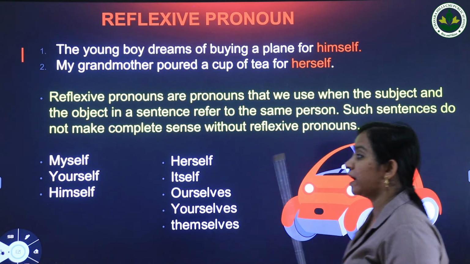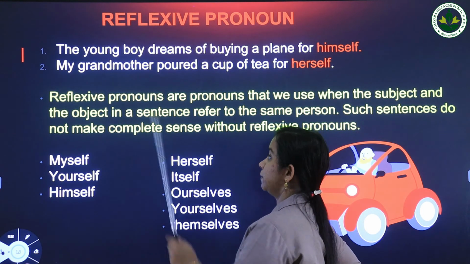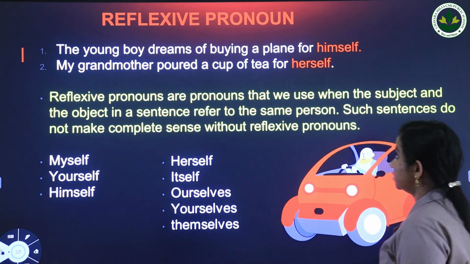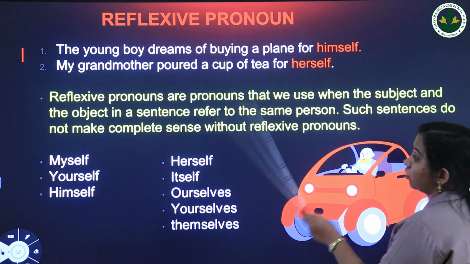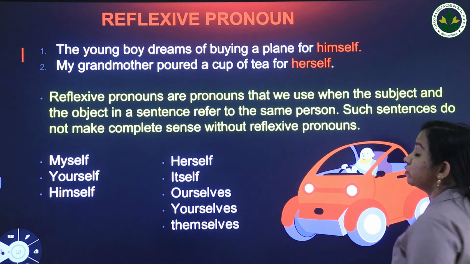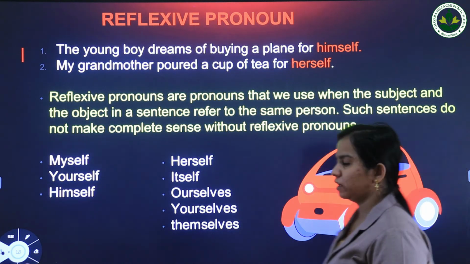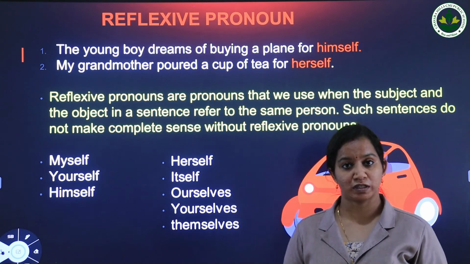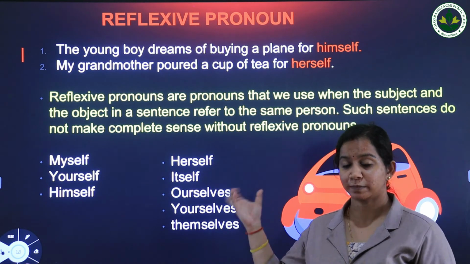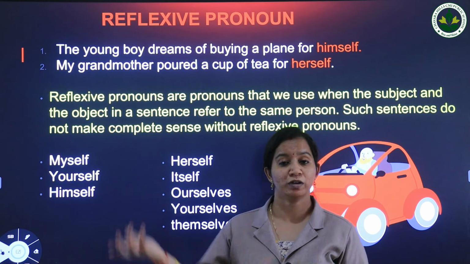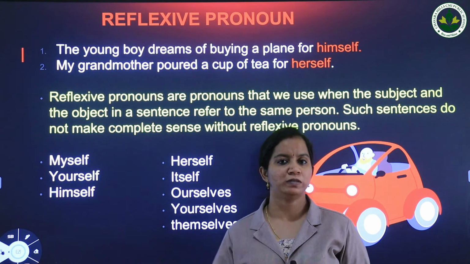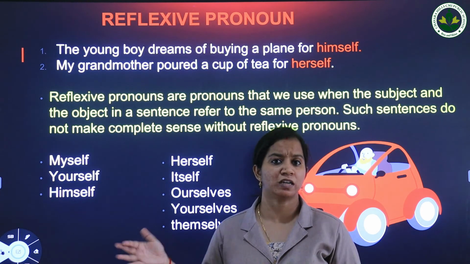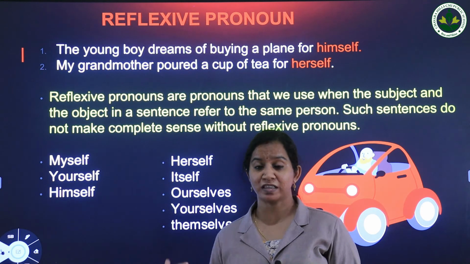So how to identify the reflexive pronoun? Reflexive pronouns are pronouns that we use when the subject and the object in a sentence refer to the same person. That means we are referring to the same person as subject and object. You know what is a subject? Subject means the doer of the action, somebody who is doing the action, and object is the receiver of the action. That means somebody who is receiving the action.